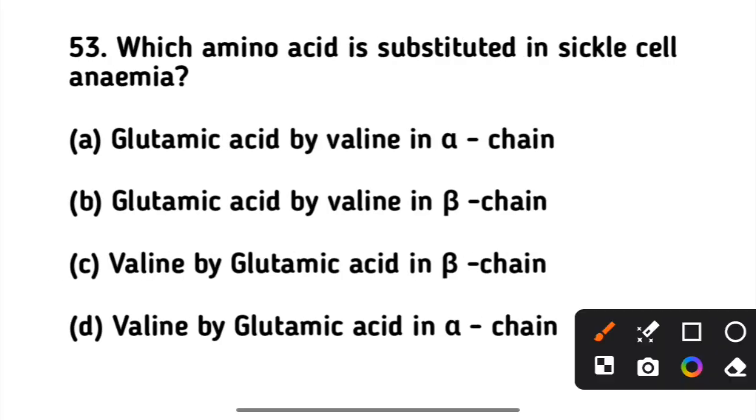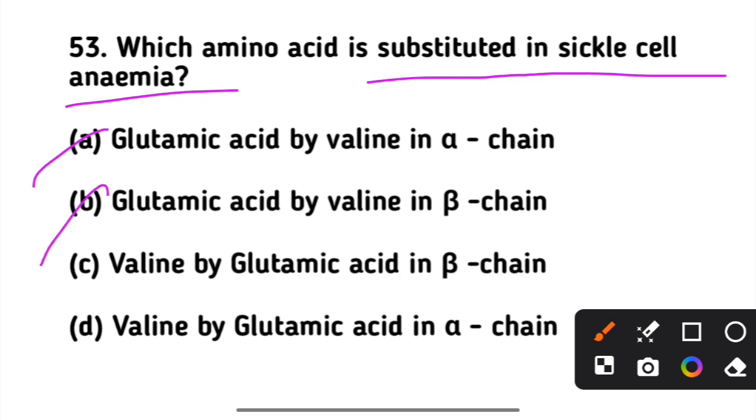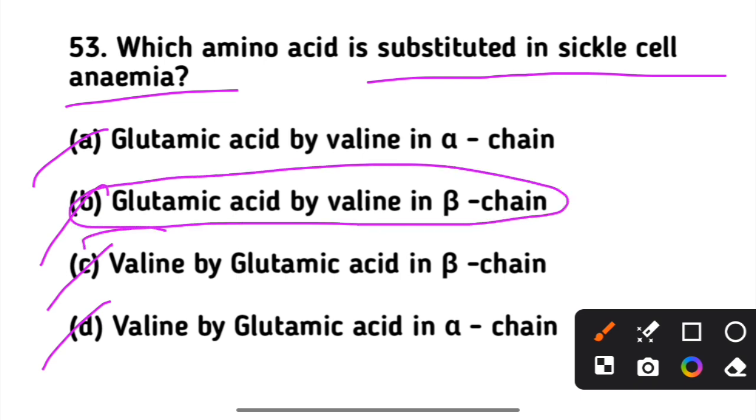Next, which amino acid is substituted in sickle cell anemia? Glutamic acid by valine in alpha chain, glutamic acid by valine in beta chain, valine by glutamic acid in beta chain, valine by glutamic acid in alpha chain. Option B is correct. Glutamic acid by valine in beta chain.